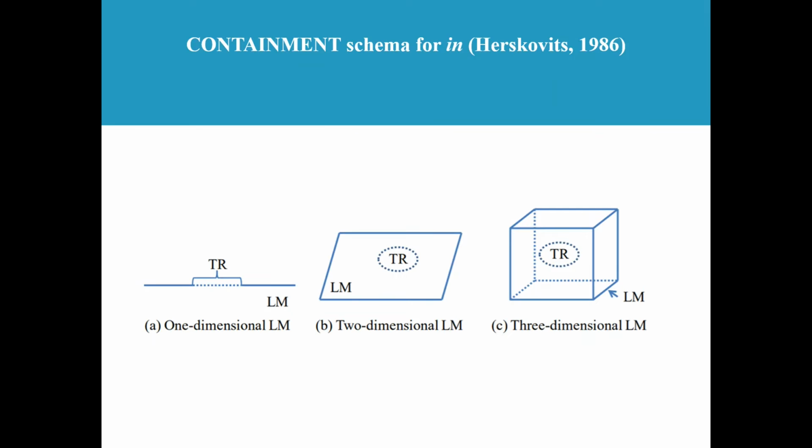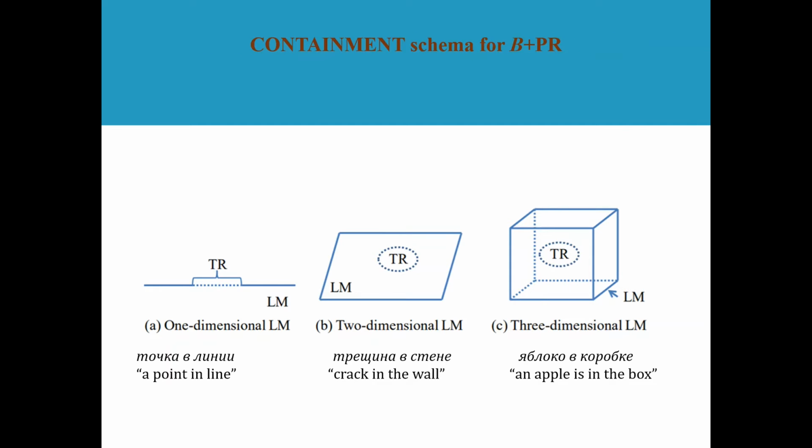For example, Hostkowitz proposes the following image schemas for the English preposition in. The same image schemas can illustrate the spatial senses of the Russian equivalent of in, the preposition v with the prepositional case. These spatial senses of v plus the prepositional case can be represented in точка в линии, a point in line, трещина в стене, crack in the wall, яблоко в коробке, an apple in the box. The line, wall, and box are landmarks.